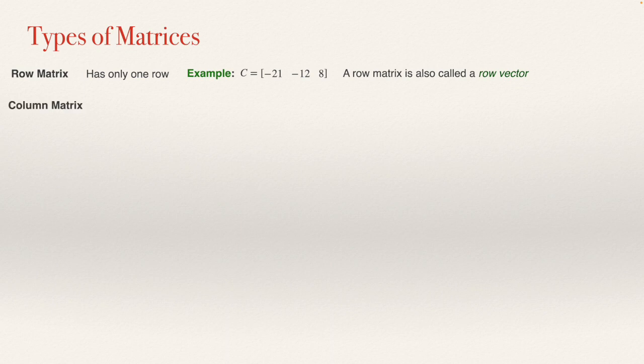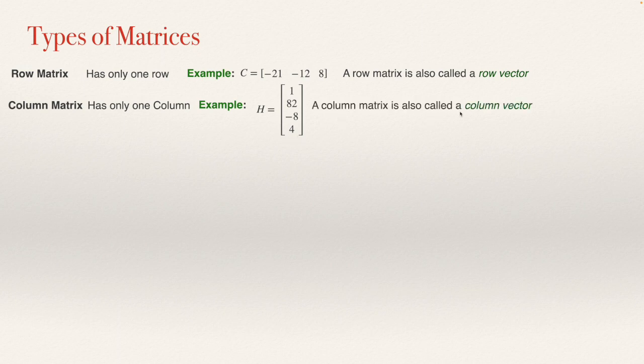There will also be the column matrix, and a column matrix has only one column. As an example, we have this. We have only one column. If we say the size of this matrix, the second number of the size will always be 1. For example, in this case, the matrix H is of size 4 by 1. And again, a column matrix is also called a column vector. When the matrix has only one row or one column, we call it just a vector.